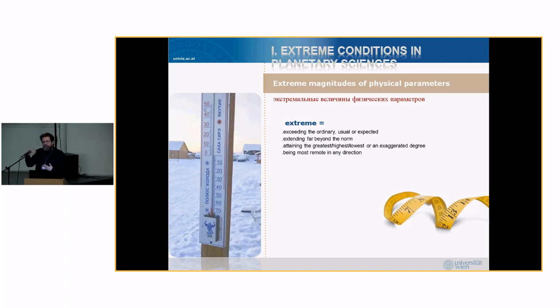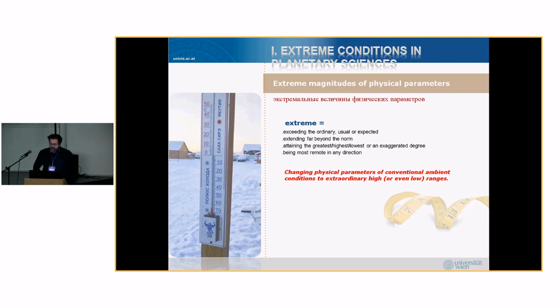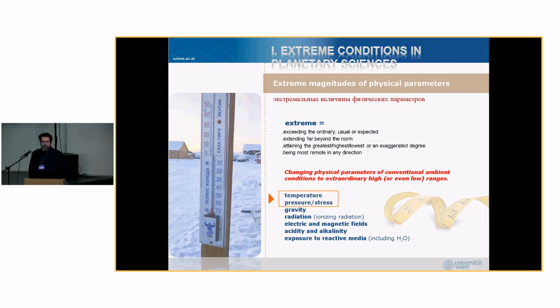So these are all different definitions that you can find if you look for a definition of extreme conditions. And if we now go to what we want to apply it to, the physical parameters that we can vary, you see you get extraordinarily high or even low ranges, like the temperature we just saw. And this is just one parameter out of the parameters that you can vary.